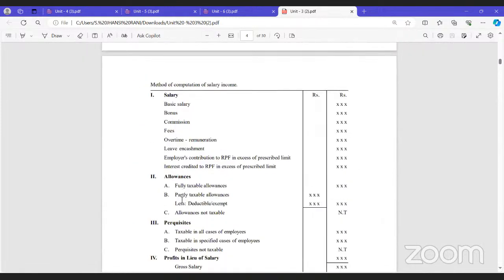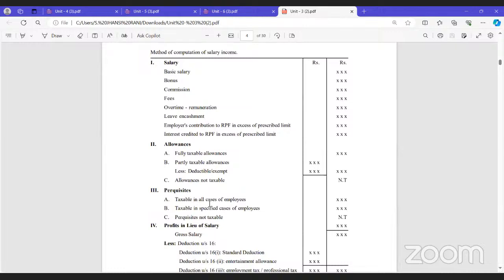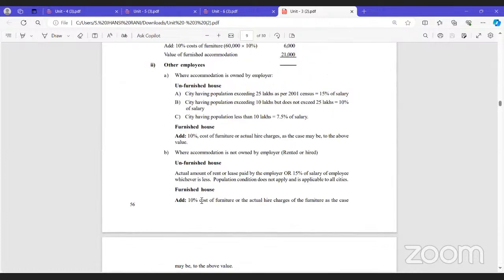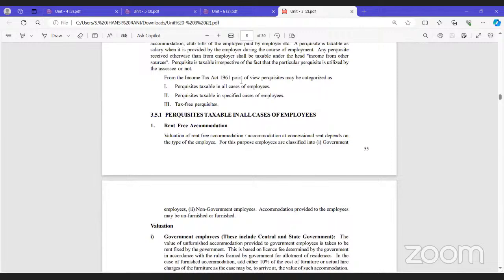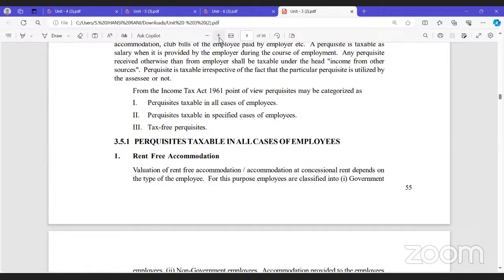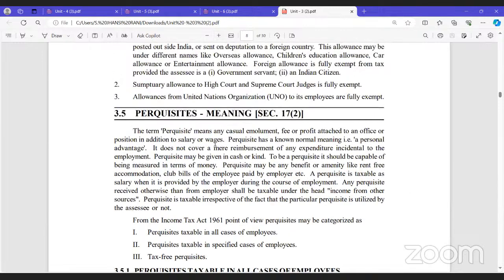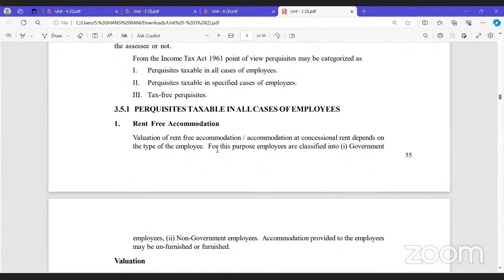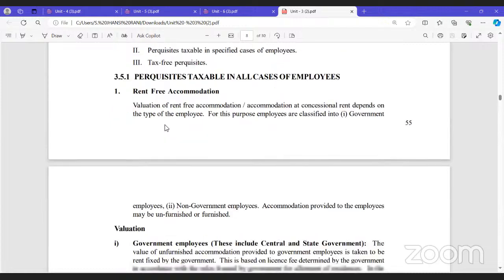So we have discussed allowances. Now we are moving to perquisites. The third head is perquisites. Under that, the first one is rent-free accommodation. Many students get confused between rent-free accommodation and house rent allowance. They are two different things. House rent allowance is an allowance and this is a perquisite. Perquisite means something given extra to the employee, either in the form of cash or kind, as personal advantages. It's not given to all employees, only to a few.